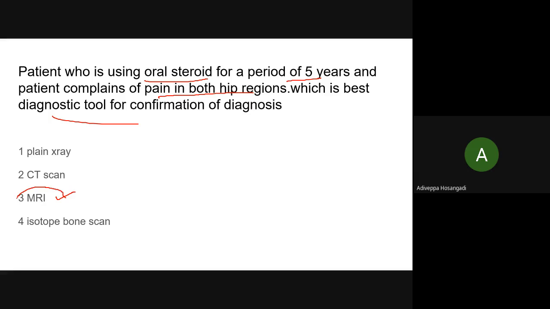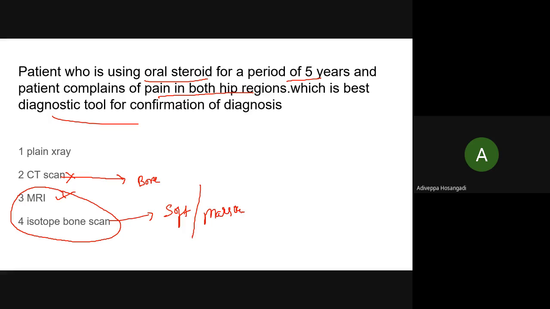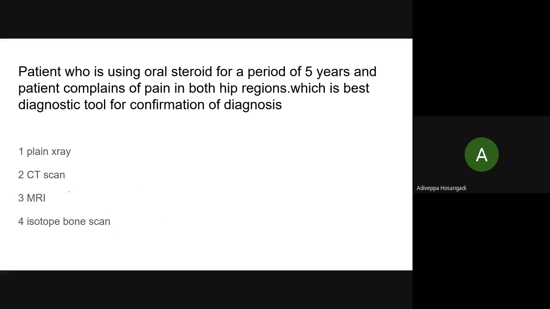See, you can always get stuck with isotope bone scan and MRI. Definitely CT scan, no. One thing you remember: CT scan is good for bone. MRI is good for soft tissue and bone marrow. Please remember. If you remember this basic thing, you will never forget. MRI is for soft tissue, like soft tissue sarcoma, periosteum. You want to see the muscles, you want to see the bone marrow, extent of malignancy inside the bone, you want to do an MRI.